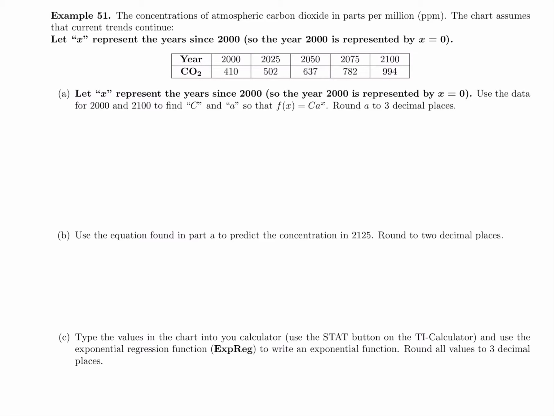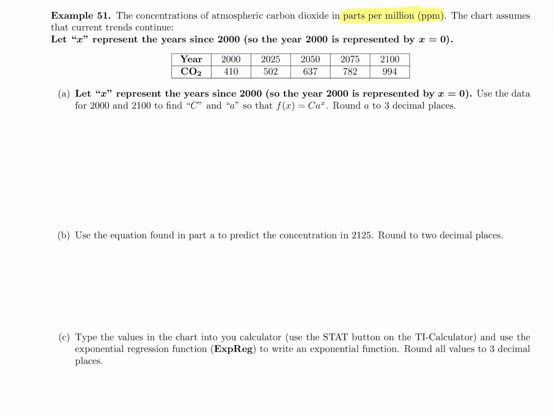In this example, we're going to be writing a linear and exponential model looking at concentrations of atmospheric carbon dioxide in parts per million. So there's our units. We're talking about parts per million of carbon dioxide in the environment given the year. X is going to represent years, and X is 0 is representing 2000.